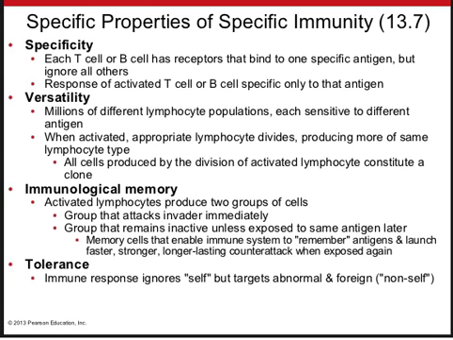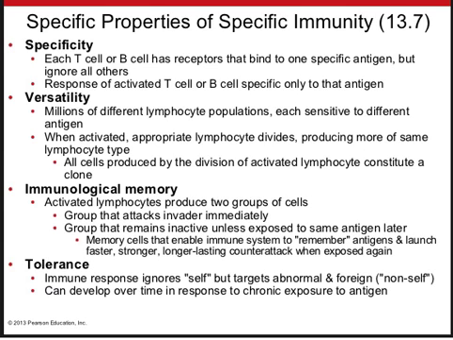It's also tolerant of our body's own antigens. It ignores the antigens present on our body cells, but only targets those that are not present. It can develop over time in response to chronic exposure to an antigen. You can also, over time, tolerate certain foreign antigens if you're exposed over and over again. Now, sometimes the tolerance breaks down, okay, and the immune system attacks the body's own tissues, and we call that autoimmunity.